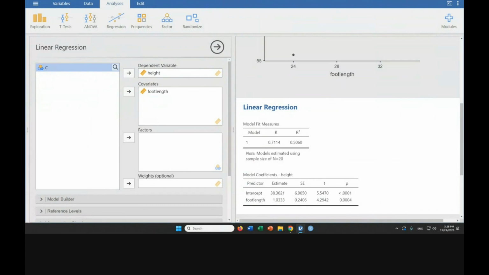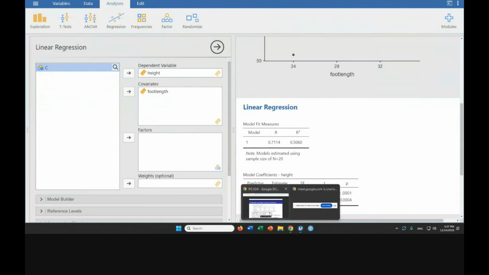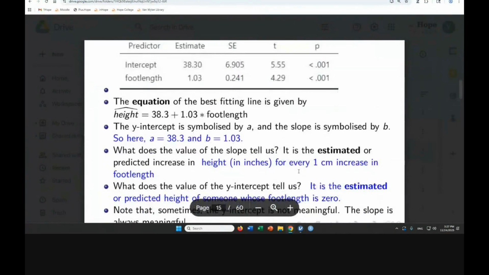Do you see the 1.03? Do you see 38.3? Okay. And that will be it for now. Hold on to this page. We will revisit it. All right. That's all I want to do for now for Jamovi. I always believe in doing things gradually like this.